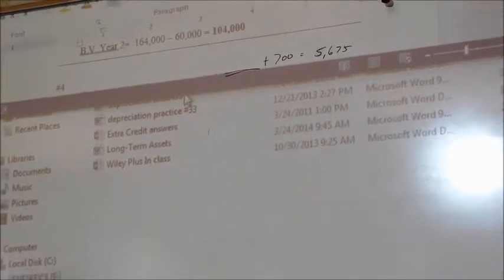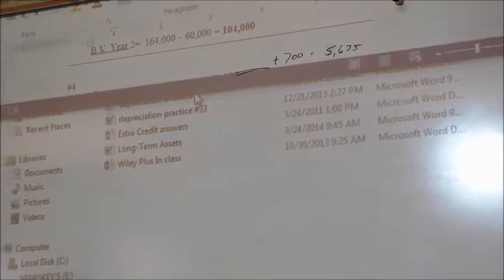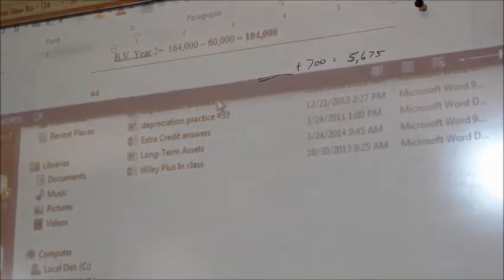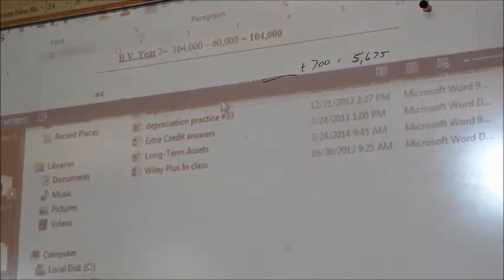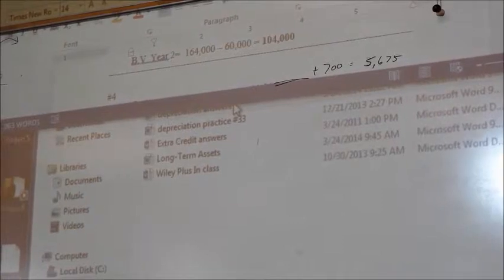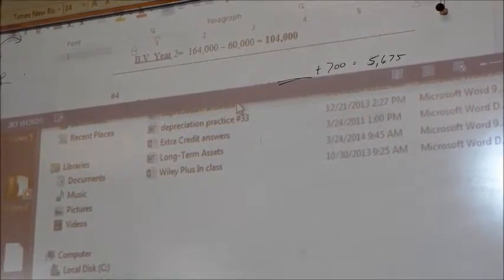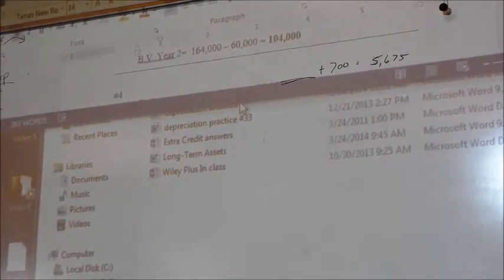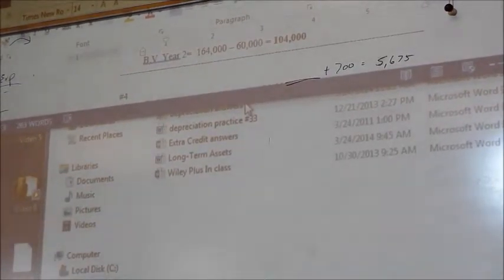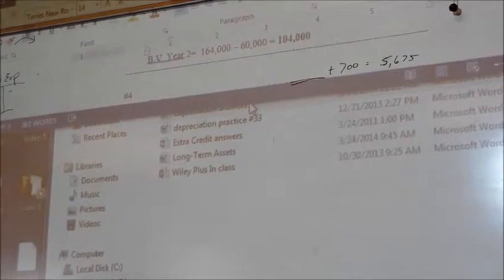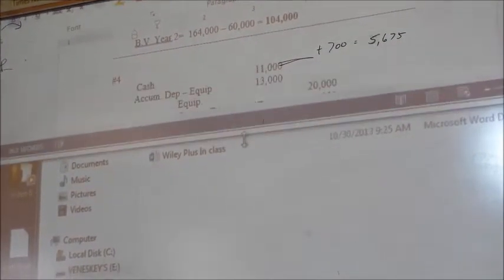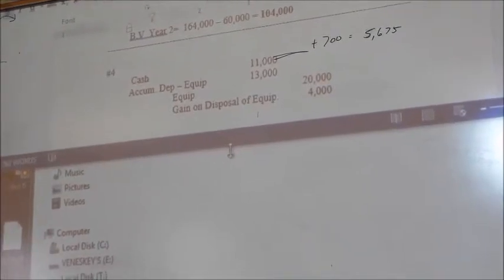What's the book value on my equipment? What's the equipment worth on my books? 7,000. Yeah, 7,000. I sold it for 11. What do you think you had? Did you have a gain or a loss? You had a gain. You brought in 11. It was only on your books for 7. So you gained 4,000. And that's how you're gonna set up your journal entry to get rid of a piece of equipment.